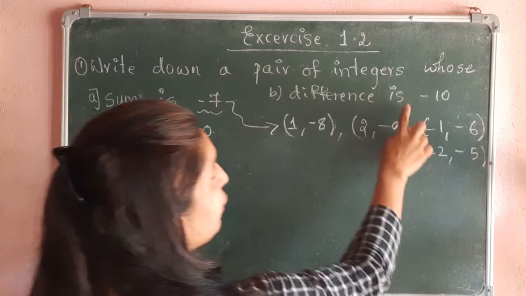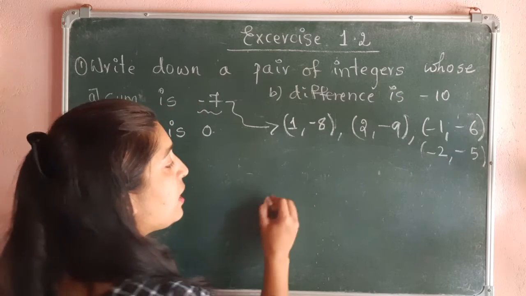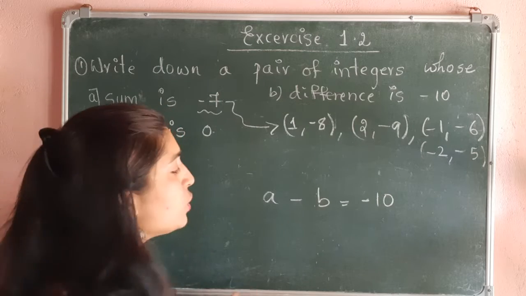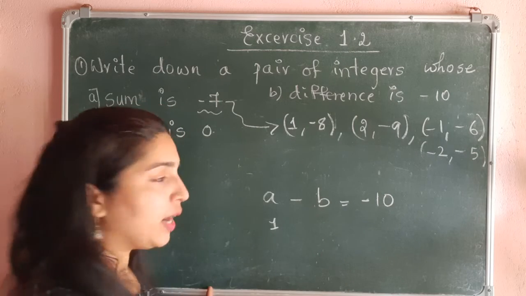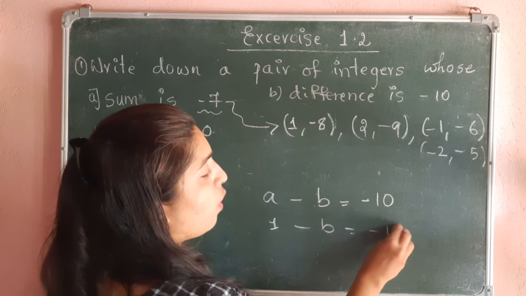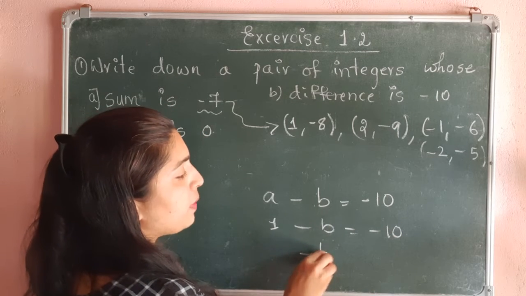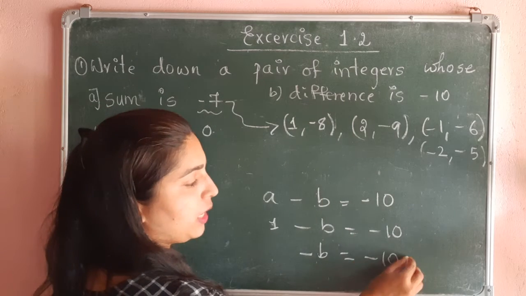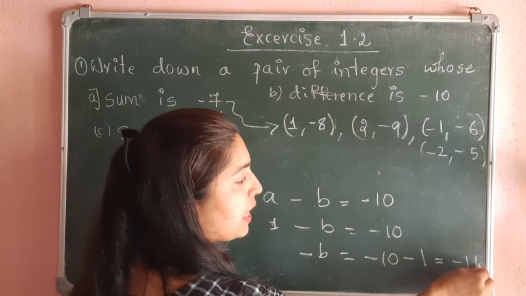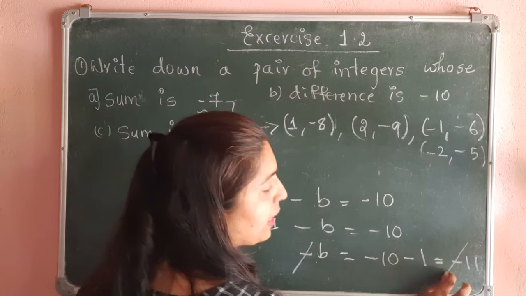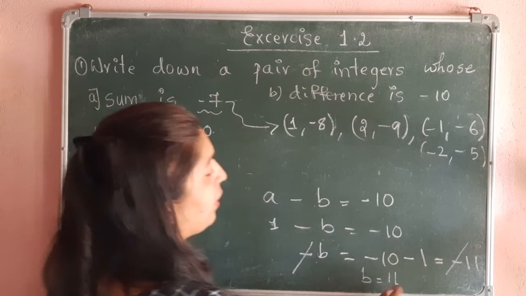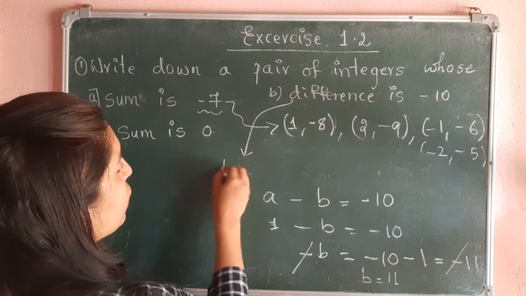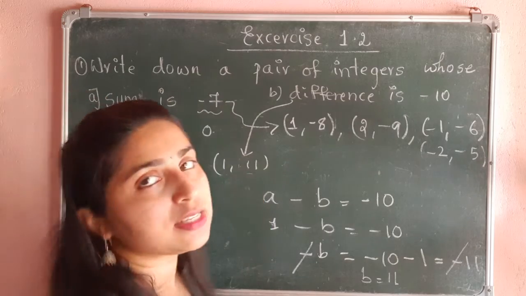So next is difference is minus 10. That means a minus b should be giving you minus 10. So suppose if I take a as 1, what should be the value of b? So minus b is equal to minus 10. And if this comes to the RHS, it becomes minus 1. It is minus 11. So here you can cancel the minus signs. So b is equal to 11. So 1 and 11. This is one pair of integers whose difference is minus 10.